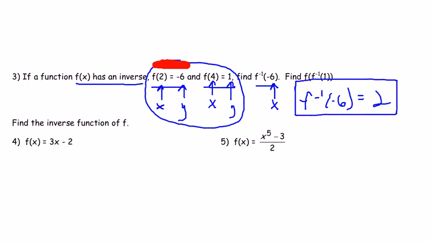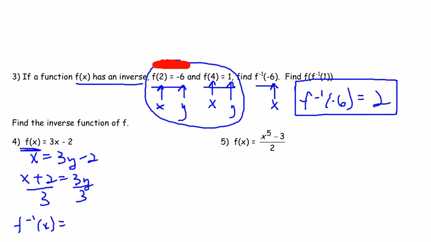Alright. Then the last couple on this page are finding the inverse. So let's use that technique. Let's switch the x and the y, and let's solve for y. We're going to move the 2 over and then solve for y. We'll divide by 3. And now let's use our notation. This was f of x, so our inverse would be f -1 of x equals 1/3 x plus 2/3.